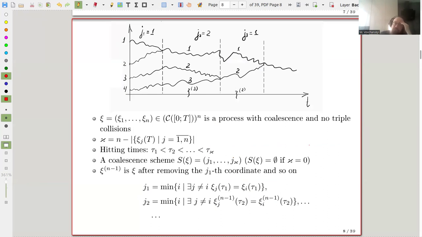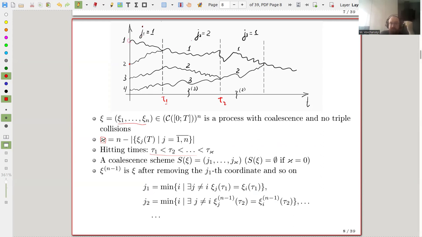So what is the coalescence scheme? We consider a system of coalescing random processes, diffusion processes with drift in our case, and we provide an encoding of how they merge. We have the processes psi 1, ..., psi n, and the number of particles that merged. So we have some hitting times: this is tau 1, this is tau 2. Tau 1 is the first time any coalescence appears. Then we take the pair of processes that merged at time tau 1 and write down the smallest number. So here, J1 is simply 1.